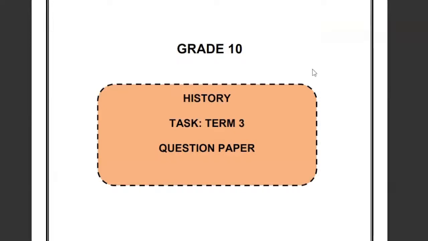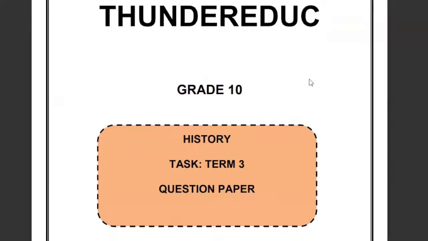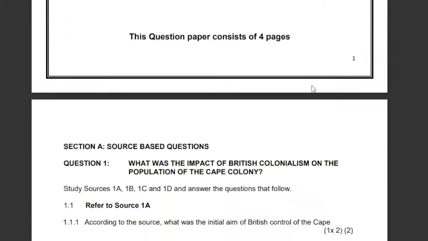Going to go through a simple task for term 3, and we are going to analyze some of the questions that are posed in that task. I understand we do different topics and focus on different areas, but for this discussion, we are going to concentrate on the question on the impact of British colonialism on the population of the Cape, how the British impacted the lives of people who were staying in the Cape region. That is our focus for the source-based questions.